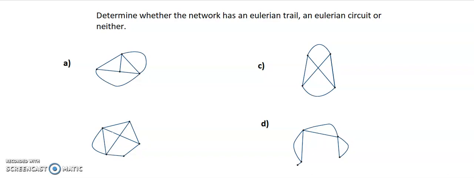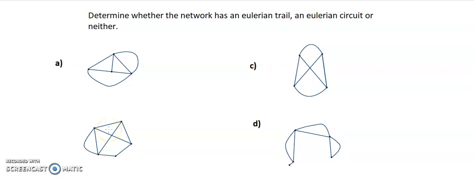Now this is your turn. I would like you to pause the video and determine if each of these A, B, C, and D have either a Eulerian trail, Eulerian circuit, or neither. I'll give you as much time as you need, so please pause and then check and go through the answers.